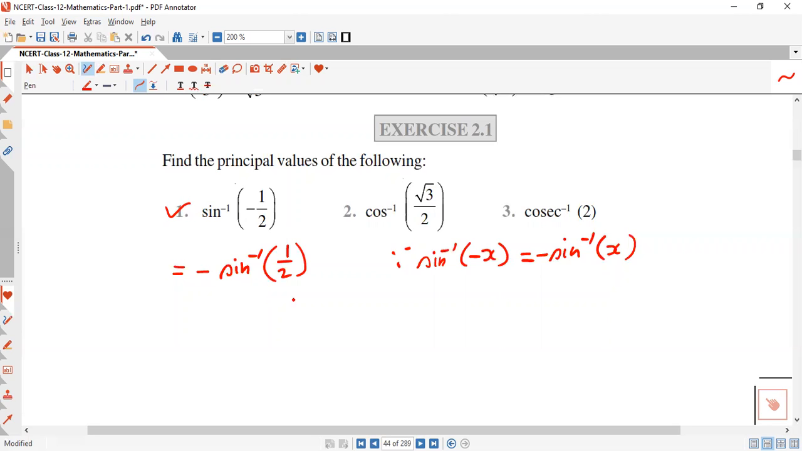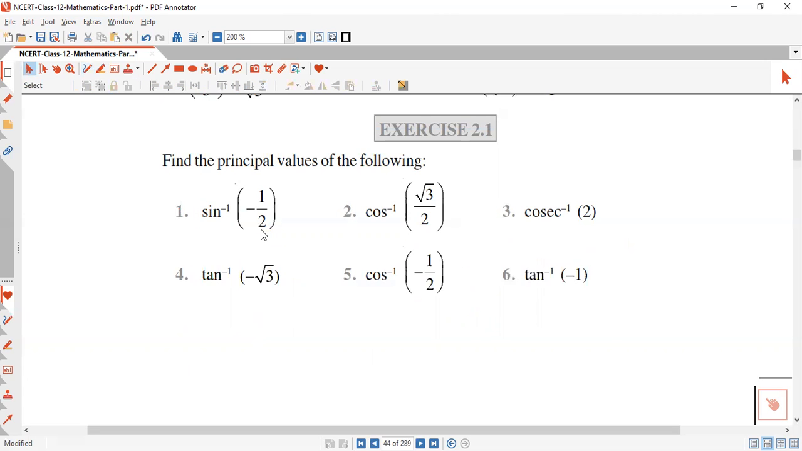Now we know for which angle the value of sine is half. Sine pi by 6 equals half. So naturally the sine inverse half will be equal to pi by 6. So we are getting the value minus pi by 6 as the answer. This is the principal value of this function.